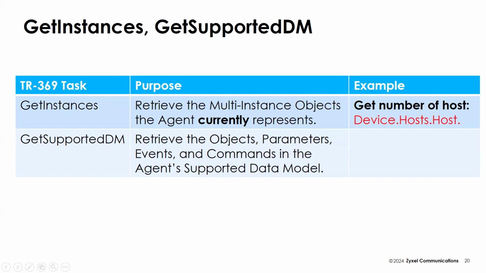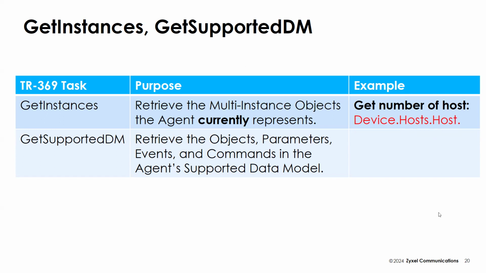For example, the get instance task can help to present the instance number of a certain object. In the example I have, if we have 3 hosts connected to our device, then we can use a get instance operation on Device.Host to get the information from our device. Then you will get a result that there are currently 3 instances connected to our device. So right now there are 3 hosts connected to our CPE.